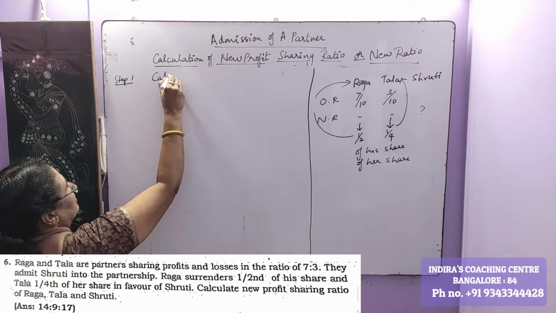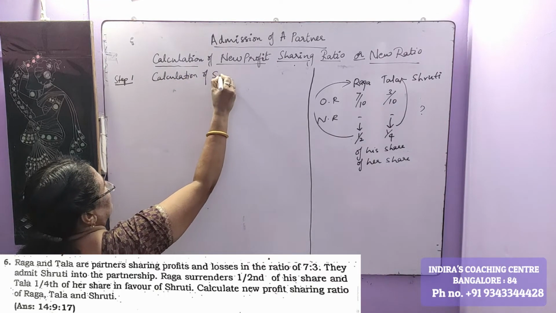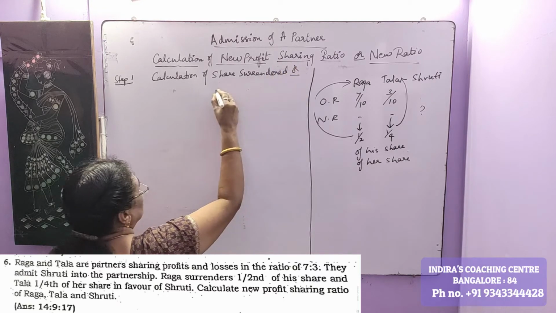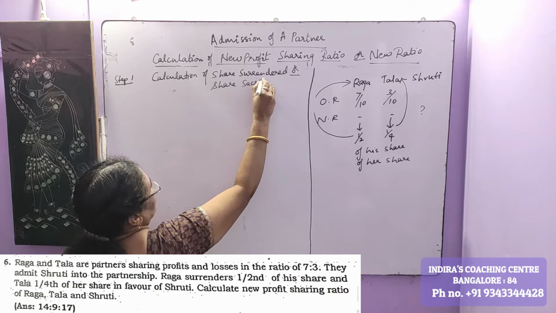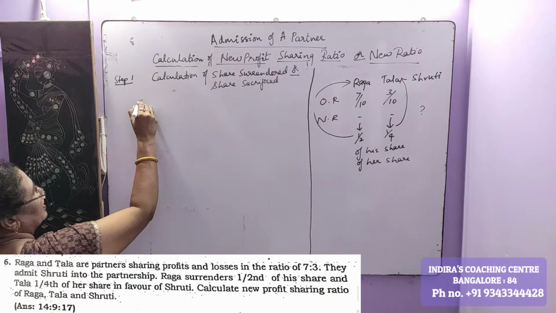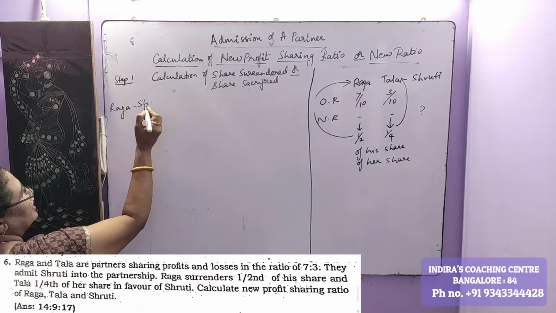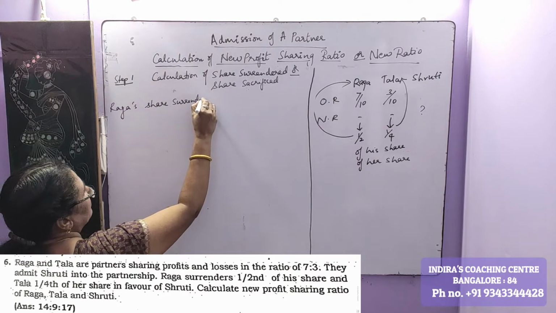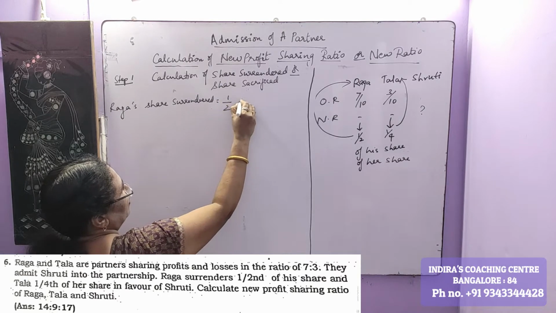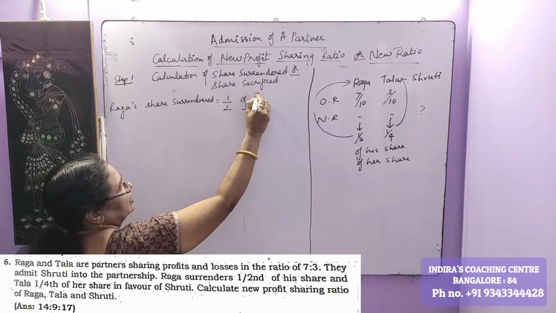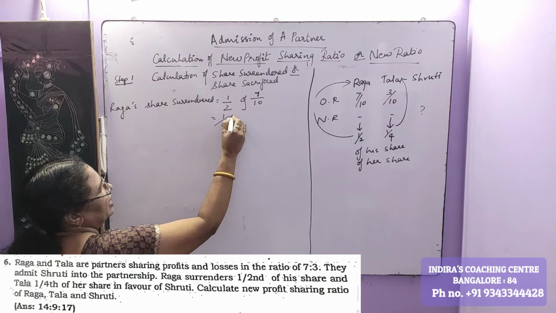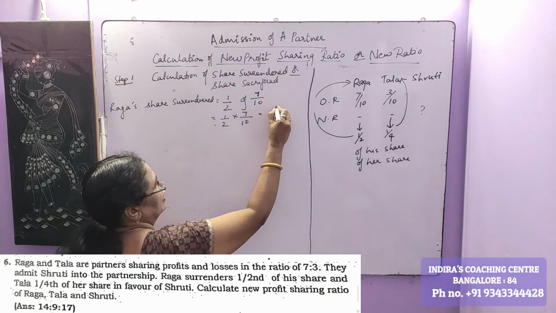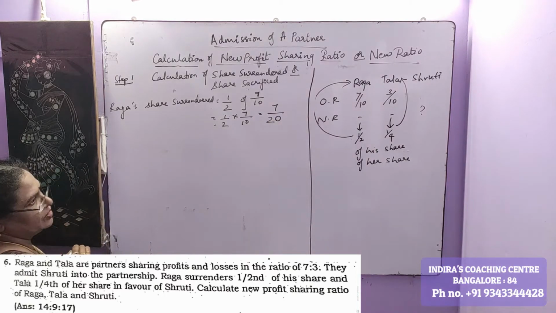Step 1, calculation of share surrendered or share sacrifice. Raga's share surrendered is equal to half of 7/10, that would be 1/2 into 7/10. You get 7/20. You have to take the LCM.